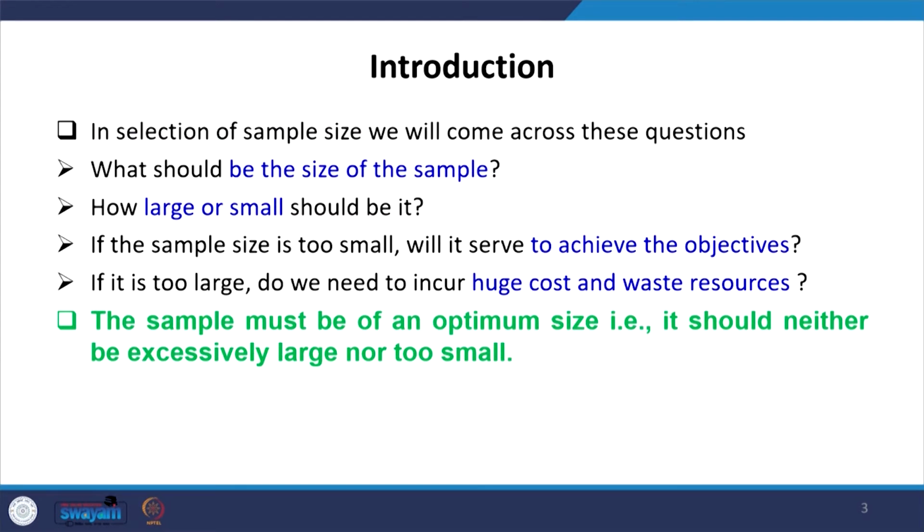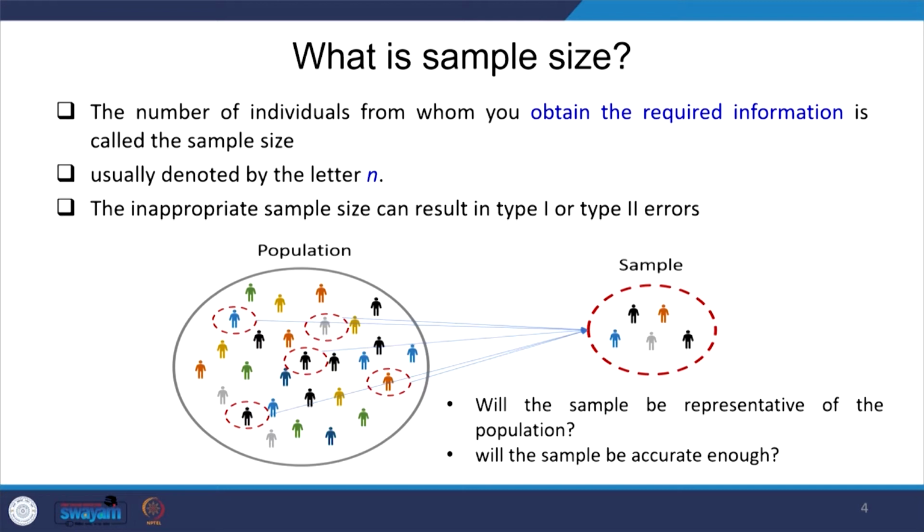In the selection of sample size, we usually come across the following questions. What should be the size of the sample? How large or small should it be? If the sample size is too small, will it serve to achieve the objectives? Is it too large? Do we need to incur huge cost or resources? The sample must be of optimum size, and it should be neither excessively large nor small. So, this is all about the introduction to sample size.